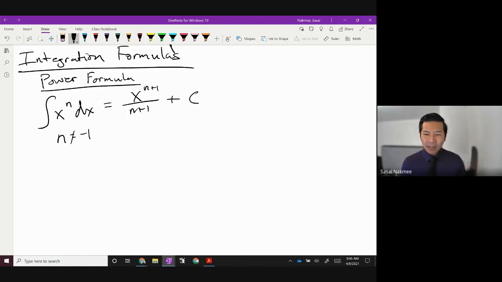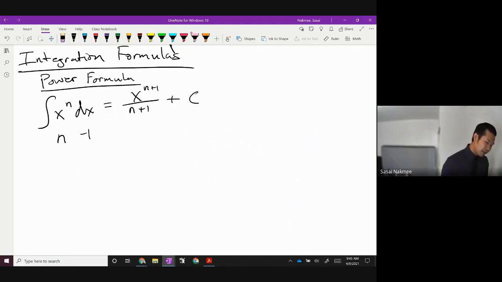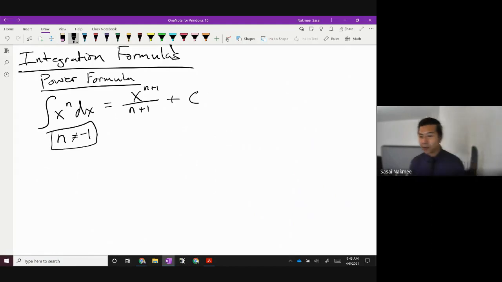Why can't n equal -1 for the power rule? Can anybody tell me? Whoops. This is n plus 1. This is n not equaling -1 for this power rule. Is that better? My handwriting got a little messy there.